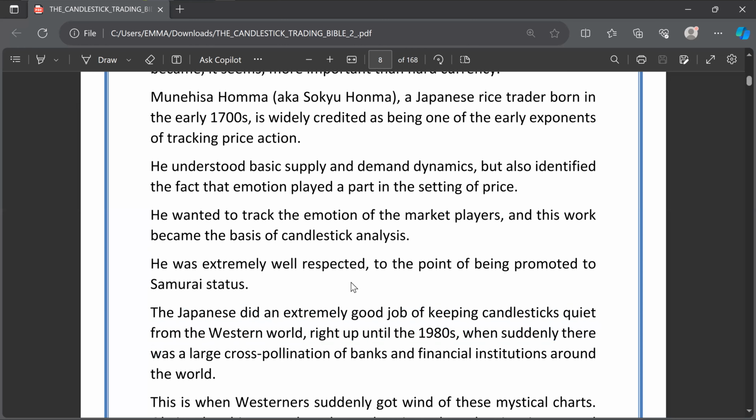The Japanese did an extremely good job of keeping candlestick patterns quiet from the Western world, right? Right up until the 1980s, when suddenly there was a large cross-pollination of banks and financial institutions around the world. So that means when he invented this, he did not want this book or idea to reach the Western world, as in leave their territory, right?